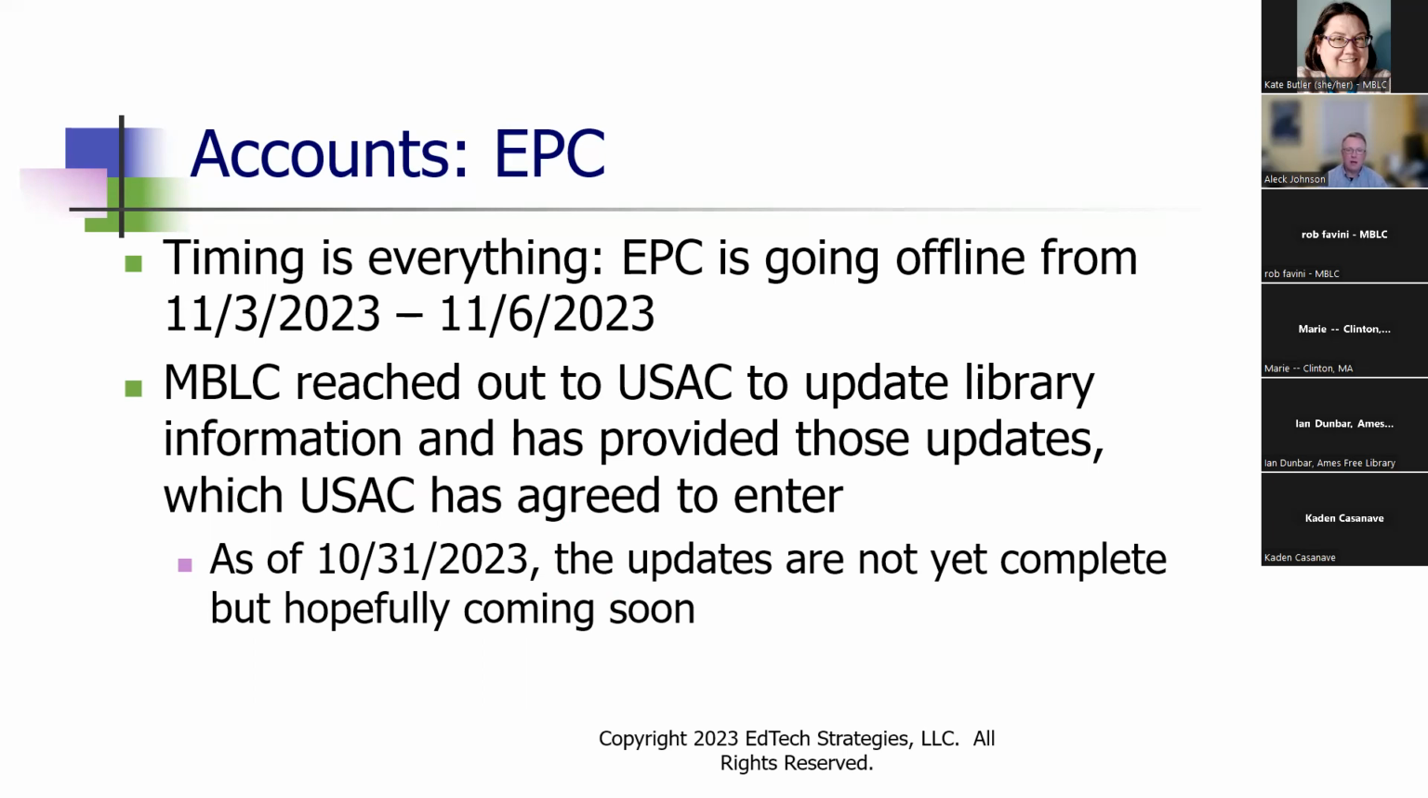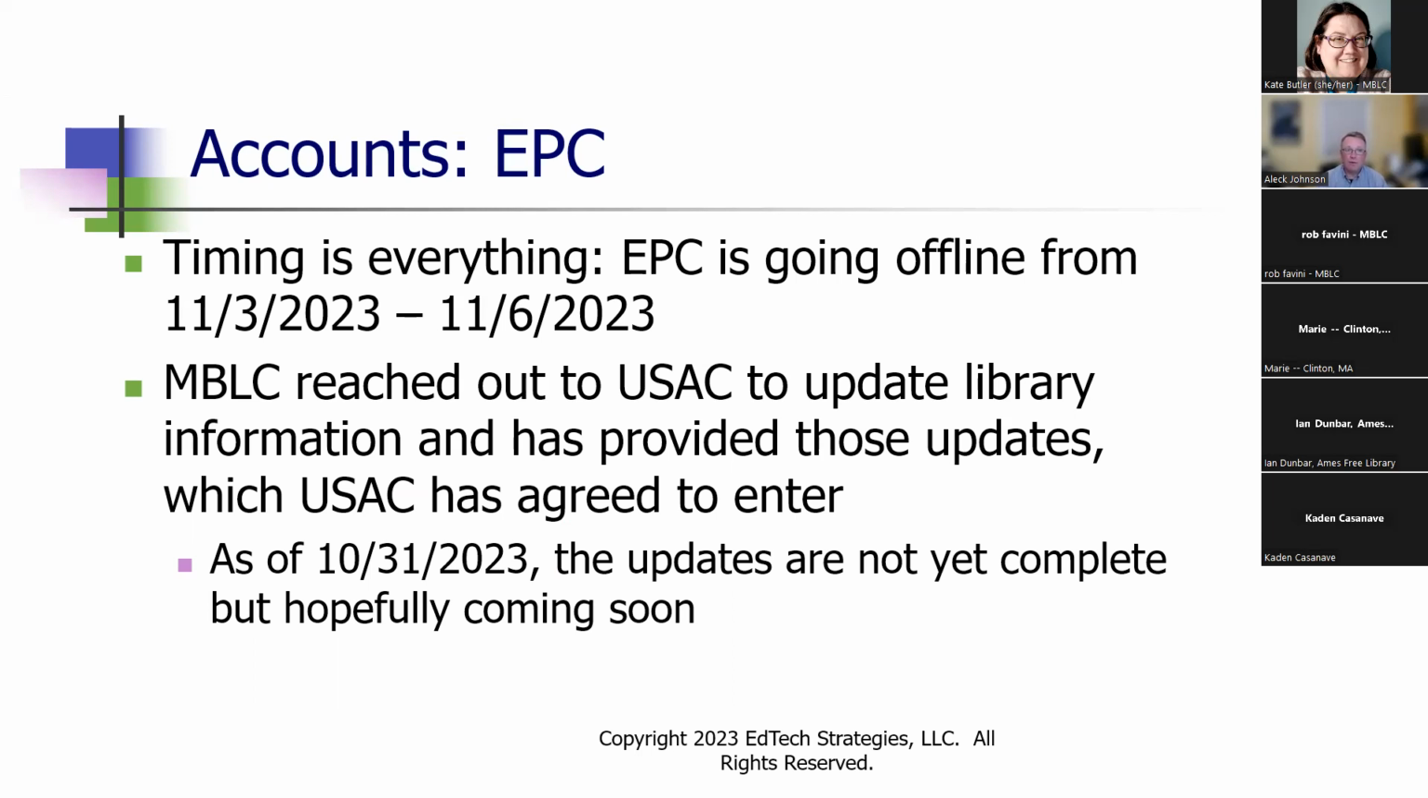As I mentioned before, MBLC has reached out to USAC and has provided them with a ton of information about updates that need to be made to library information. USAC has agreed to make those updates, but as of yesterday, the updates are not yet complete. They should hopefully be complete within the next week, although we don't have a firm commitment from USAC on that. If you go into EPC and you find that the information for your library is inaccurate and you want to find out if we asked for it to be updated, please don't hesitate. Just reach out to me directly, and I can check it and tell you if the information was part of the update that USAC was supposed to make, or whether it's something that we missed.